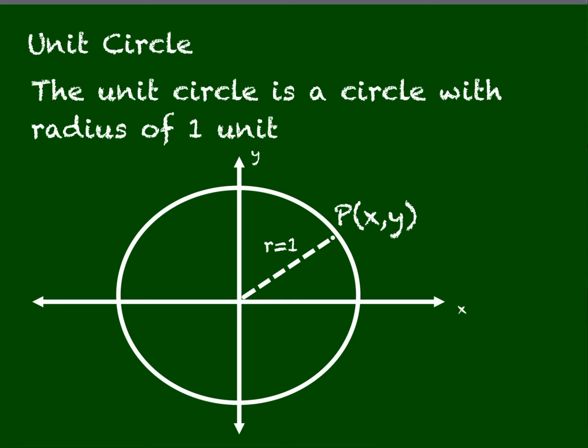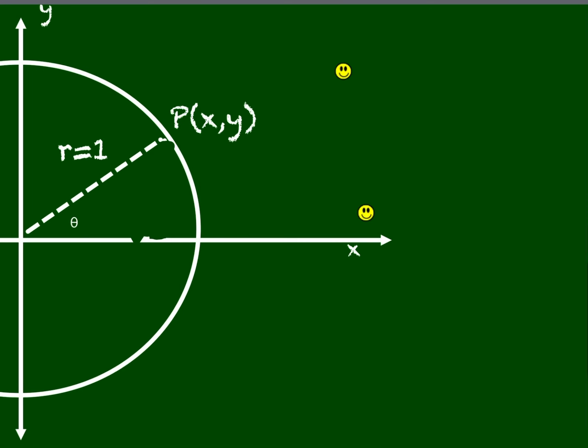Any point on the Cartesian coordinate system has an x component and a y component, because it is the x and y coordinate system. Now, if it is trigonometry, we need to use the trigonometric ratio. On the unit circle, how do I use the trigonometric ratio? I need to first of all create the triangle.